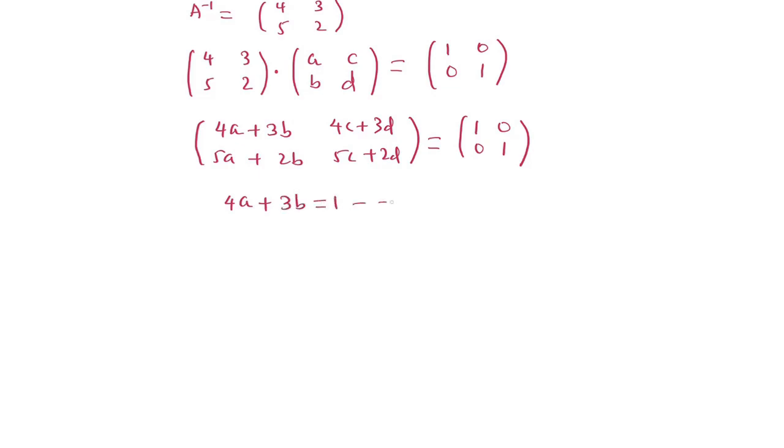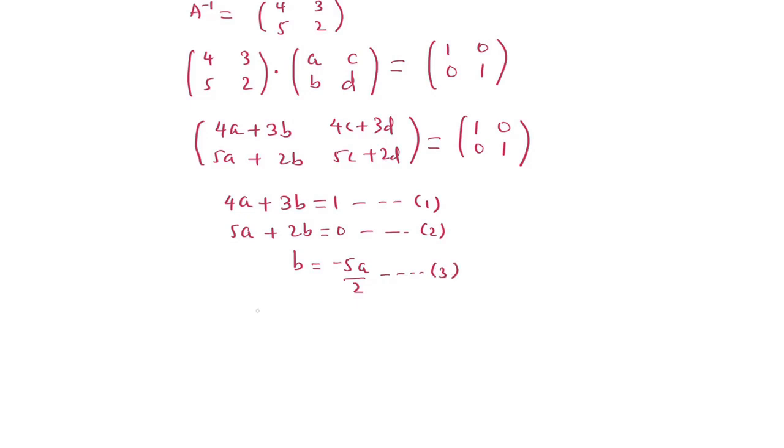We are going to call this equation number 1. And then we have 5A plus 2B equals 0. And then we are going to call this equation number 2. Okay, so next, let us make B the subject from equation number 2. Then we are going to have B equals negative 5A over 2. And then we are going to call this equation number 3.